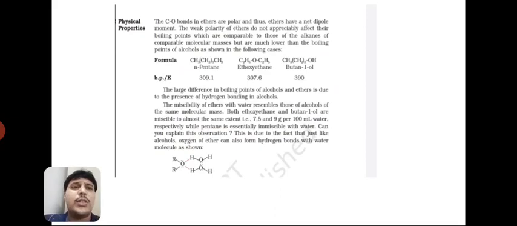ether. So the C-O bonds in ethers are polar, and thus ethers have a net dipole moment. The weak polarity of ethers does not appreciably affect their boiling points, which are comparable to those of alkanes of comparable molecular masses, but are much lower than the boiling points of alcohols, as shown in the following cases.